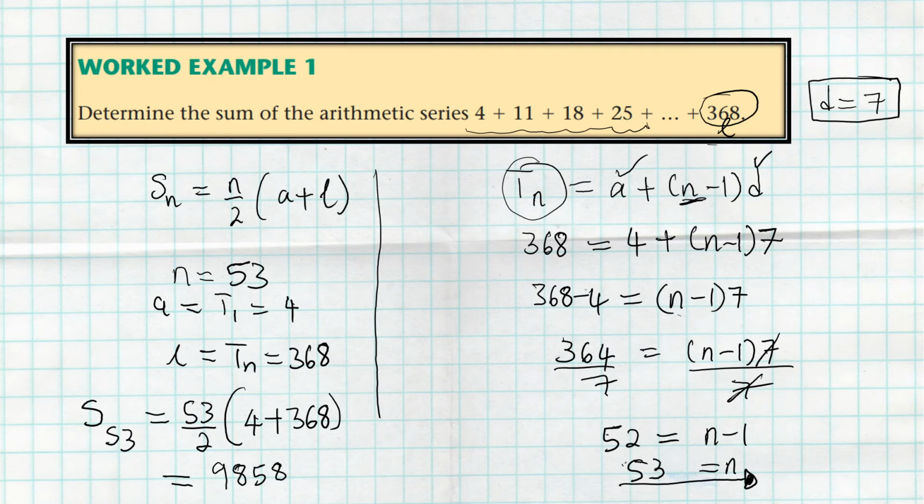Okay, so the final answer we got is 9,858. So when we sum up all those 53 terms, from 4 up until 368, according to that sequence, we're going to get 9,858. Okay, so in this case, this was the first example where we were given what? Where we were given the last term. Okay, let's look at a different example.